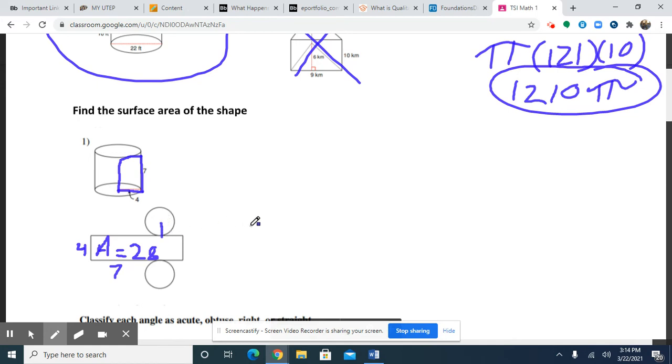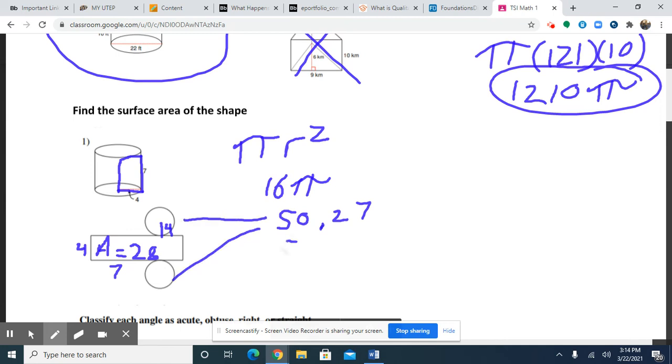Now the circle has a radius of 4, and we're going to find the area of that circle, which again is pi r squared. So looking at the radius of that, we're going to have 16 pi. And in this case, since we're going to have to combine them all, let's go ahead and just multiply 16 times pi, which gives us 50.27. And that's going to apply to both of these circles. So we have two circles with an area of 50.27, and we have a rectangle with an area of 28.